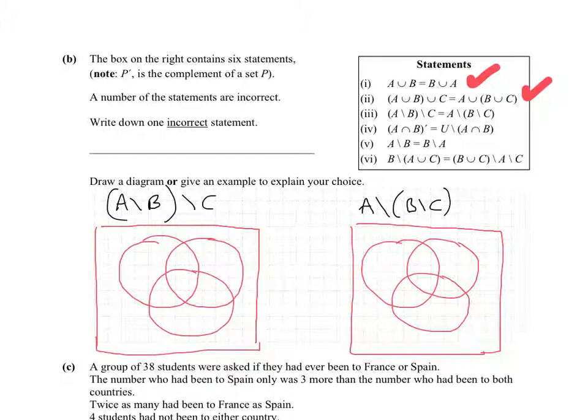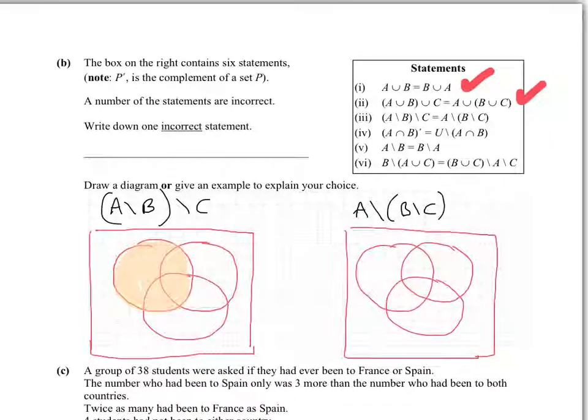So looking at this question, we're asked A less B less C. So let's actually look at that. We'll think about what A less B is. A less B is everything that's in A, and from that we have to take away whatever is in B. So in this instance, this section here is in B, so we have to take that away, and this section here is in B, so we have to take that away. So that's just A less B. It's just these two sections here, this sort of moon shape.